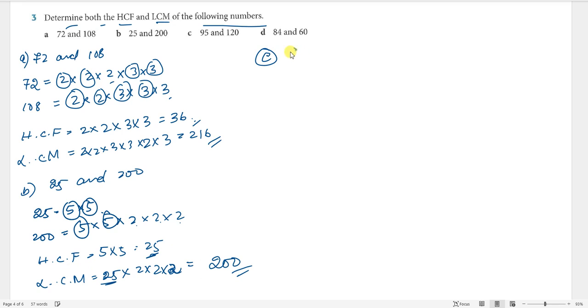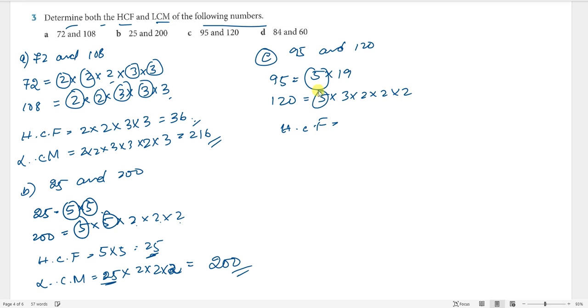Let's move with question C, 95 and 120. Okay, so 95 is equal to 5 times 19, and 120 is equal to 5 times 3 times 2 times 2 times 2. So we have HCF, find the common factors, that's it. So we have 5. LCM, we have 5 times 2 times 2 times 2 times 3 times 19, that's going to be 2280.